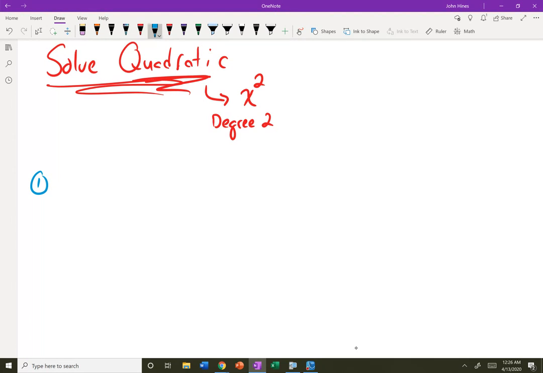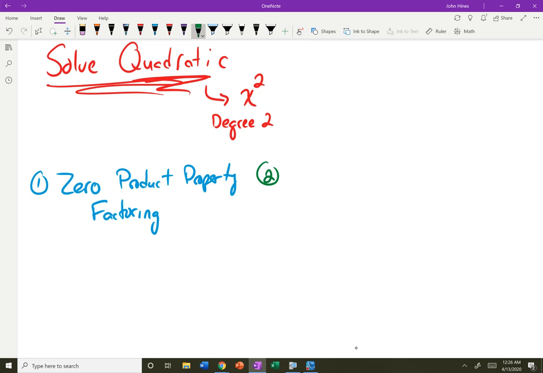The first one was our favorite property, the zero product property, the ZPP. So we have the zero product property. That's method one. And what goes hand in hand with the ZPP is factoring. You have to be able to factor to use the zero product property.